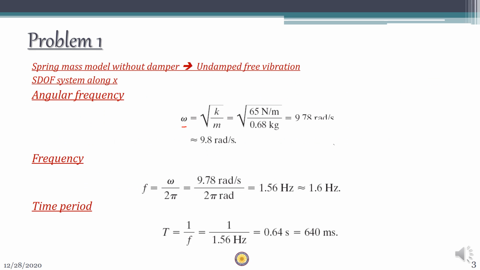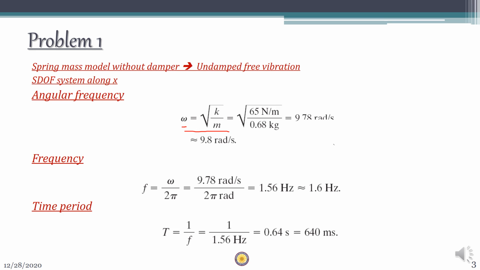So 65 divided by mass, which should be substituted in kilograms. Please note, when you're using this particular equation, k should be substituted in Newton per meter and mass should be substituted in kilograms. Substituting, you get the value 9.78 radians per second.